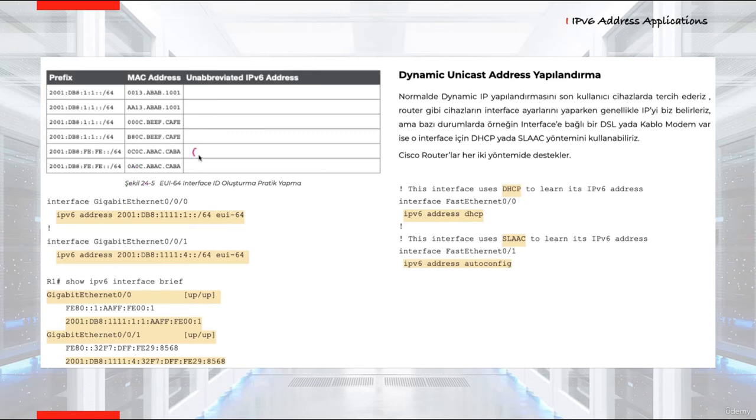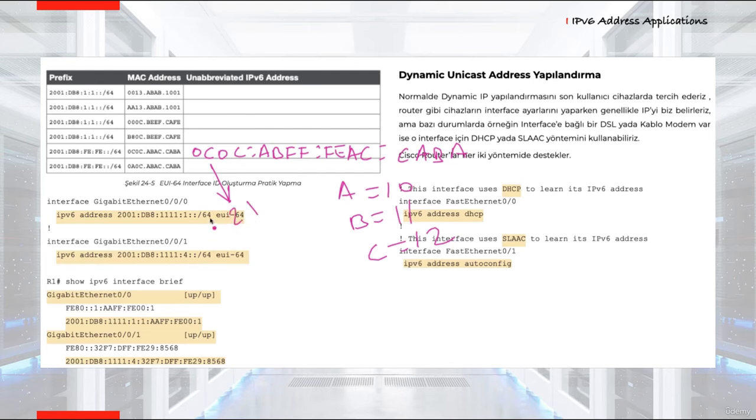Let's calculate this: 0C0C, FFB, FECA, C8BA. Now we're going to translate the 7 bits here. Let's write the equivalent: A equals 10, B equals 11, C corresponds to 12.